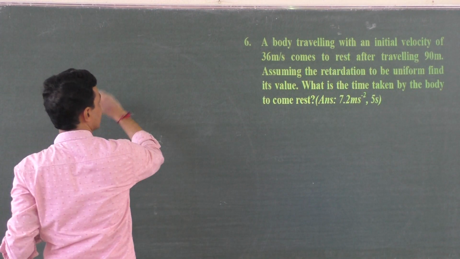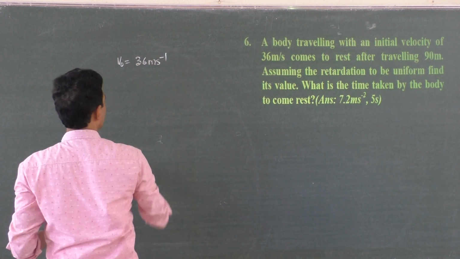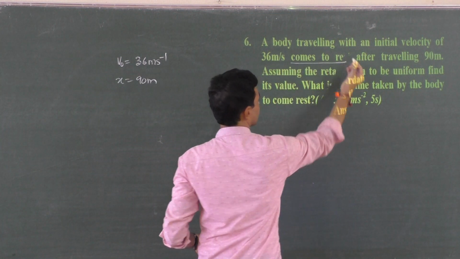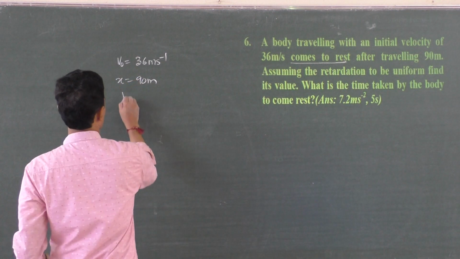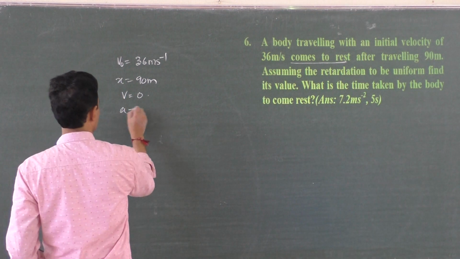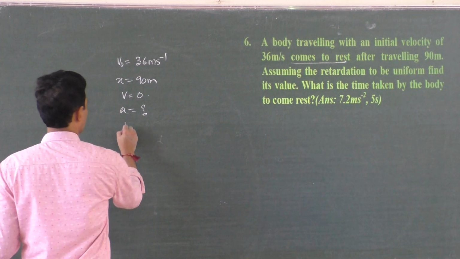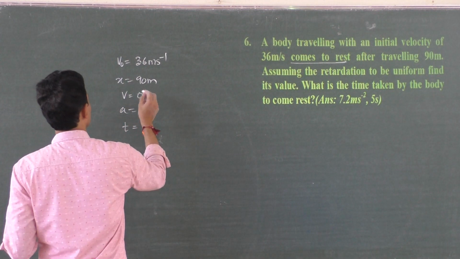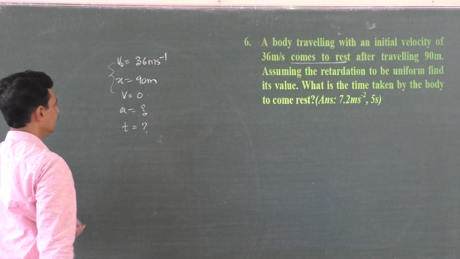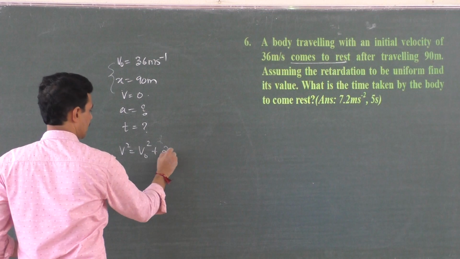Initial velocity 36 meters per second, comes to rest after traveling a distance of 90 meters. Comes to rest, there is a data. What is that? Final velocity is 0 meters per second, and uniform, find the value. What is the retardation? It must be negative, because finally it is less, initial more. What is the time taken by the body to come to rest? Question mark. So how can you relate this to find out a? We can see this, right? V square is equal to v naught square plus 2ax.